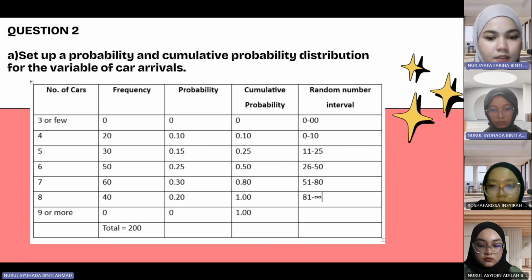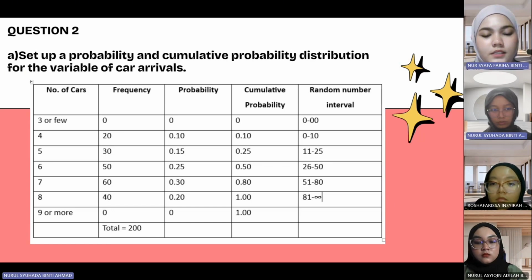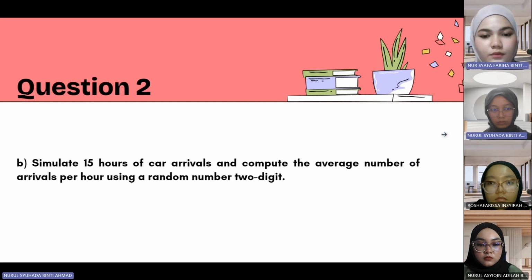For 6 cars, 0.25 plus 0.25 equals 0.50, and so on. So that's all for my part. The next topic is the sub-question, which we give to the next presenter.